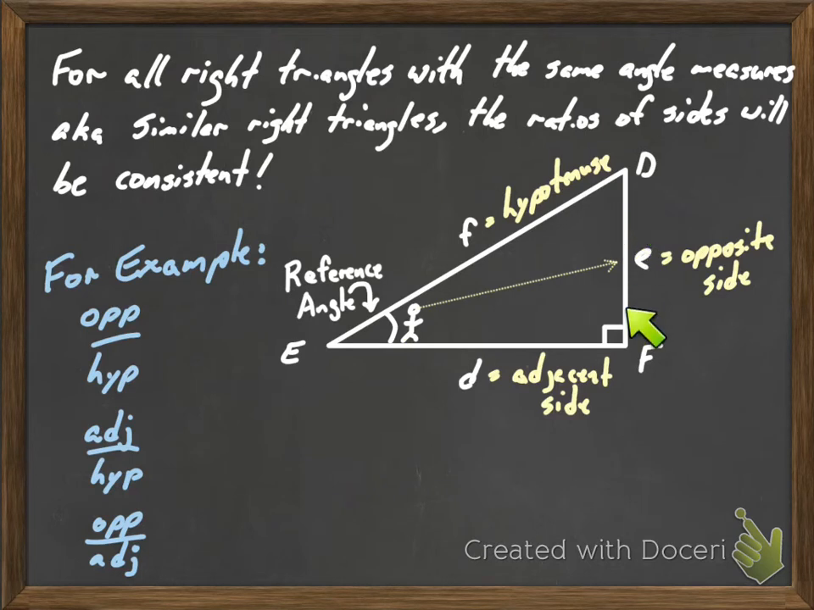This length over this length. Doesn't matter the size of the triangle. If I dilate this, as long as this angle is the same, then I know that that has to be the same. And same goes for the adjacent side over the hypotenuse or the opposite side over the adjacent side. So that's what we just looked at before in our previous example.